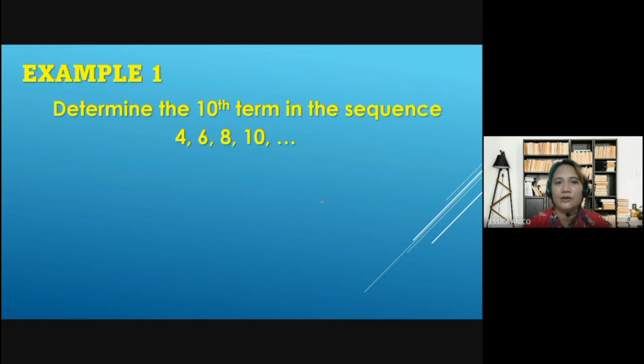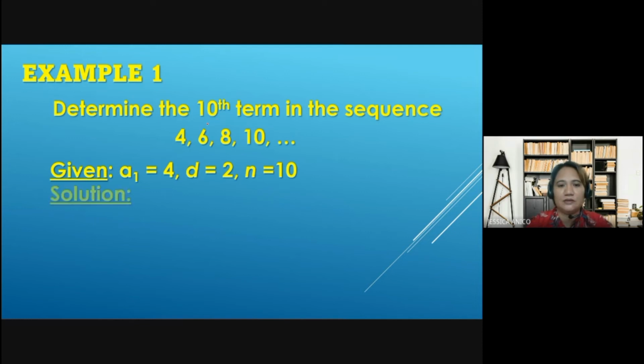Let's try example number 1. Determine the 10th term in the given sequence 4, 6, 8, and 10. We have the given. Ang mga given sa atin ay a sub 1, which is 4. Common difference is 2. So, dahil siya ay arithmetic sequence, kahit na aling 2 consecutive term dyan ang isubtract natin from each other, we will get 2. And then, n, dahil ang hinahanap natin ay pa 10th term. And let's see the solution.